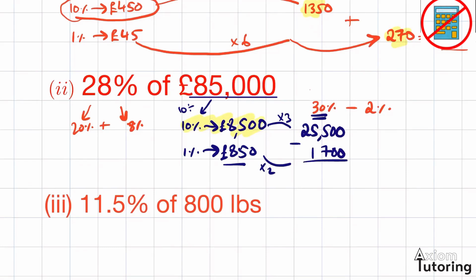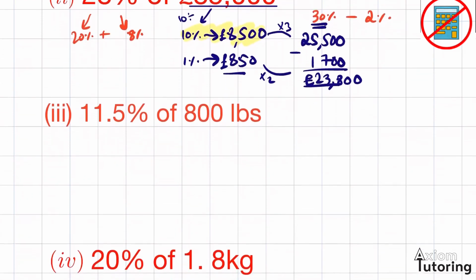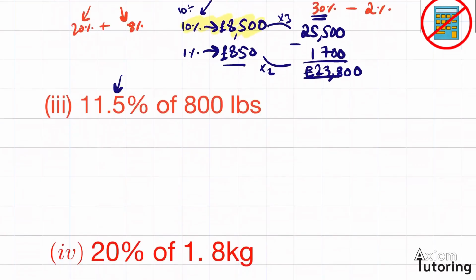And remember, we're going to subtract the two quantities. We're going to subtract 25,500 and 1,700, and we get 23,800 pounds. What if we want to work out decimal percentages?